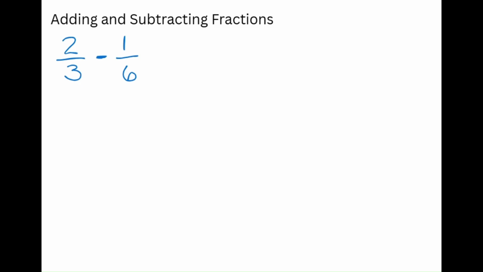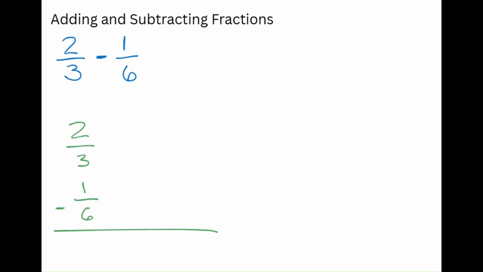So let's start here. The first thing I like to do is rewrite my problem vertically. This isn't necessary, but it helps keep me organized. So find whatever works for you in this system and make sure you're doing that. So I have 2/3 minus 1/6.